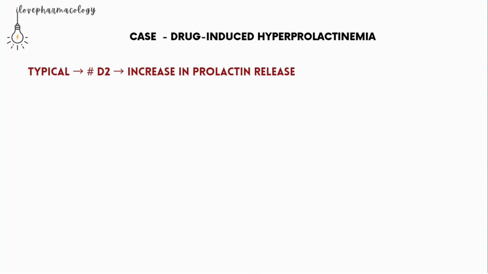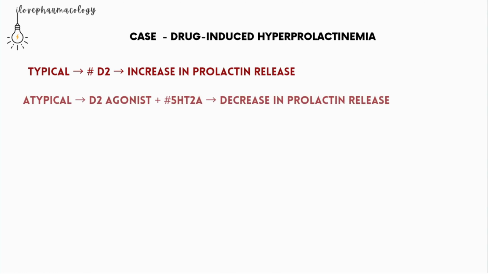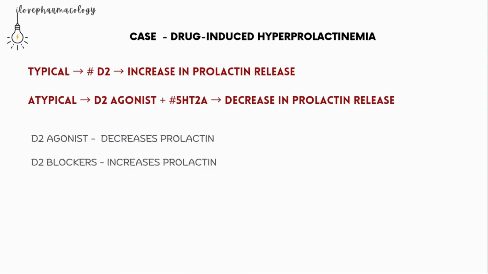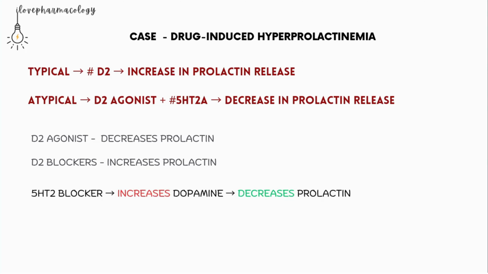So take home message and a summary. Typical antipsychotics block D2 receptor, they increase the prolactin levels. Atypical antipsychotics have D2 partial agonistic activity and they block the serotonin 5-HT2A and decrease prolactin release. Remember, D2 agonist decreases prolactin, D2 blockers increase prolactin. 5-HT2 blocker increases dopamine, which is responsible for decrease in the prolactin release.